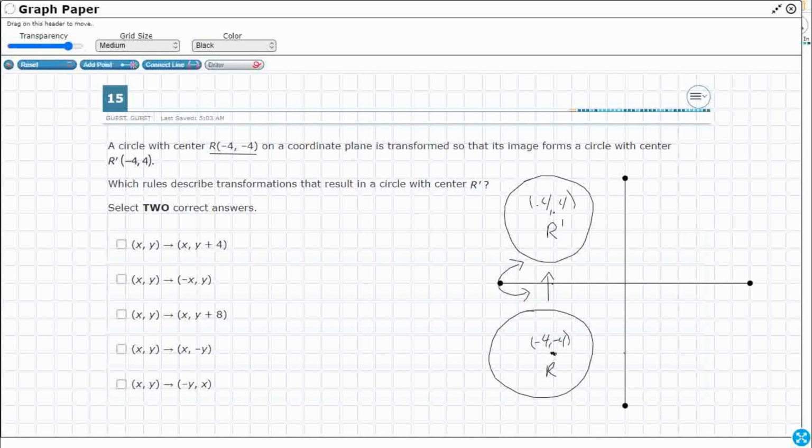or we probably could reflect it up right there with a flip. That's what it looks like, but let's see which two of these also show how we can represent that with a rule.